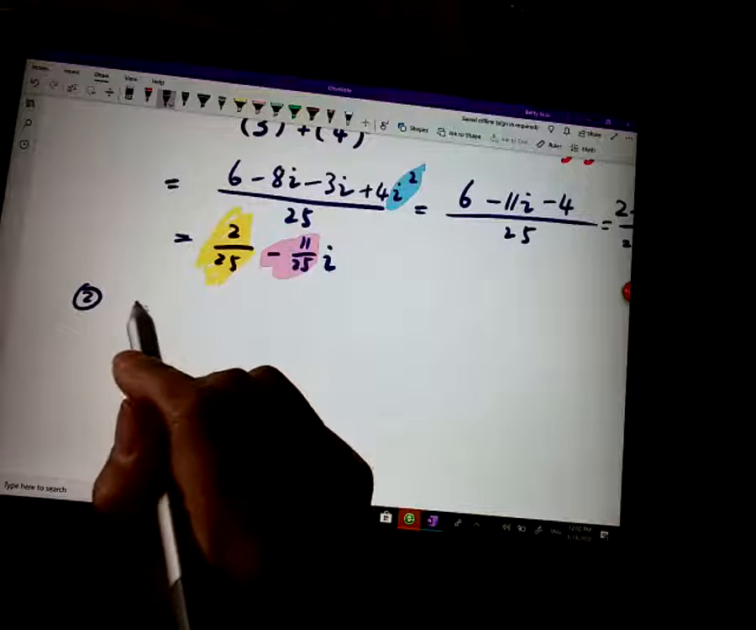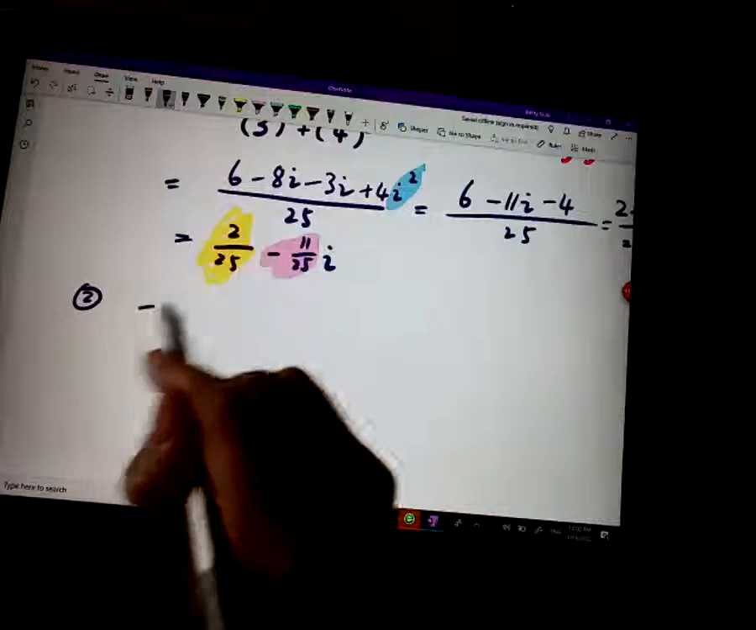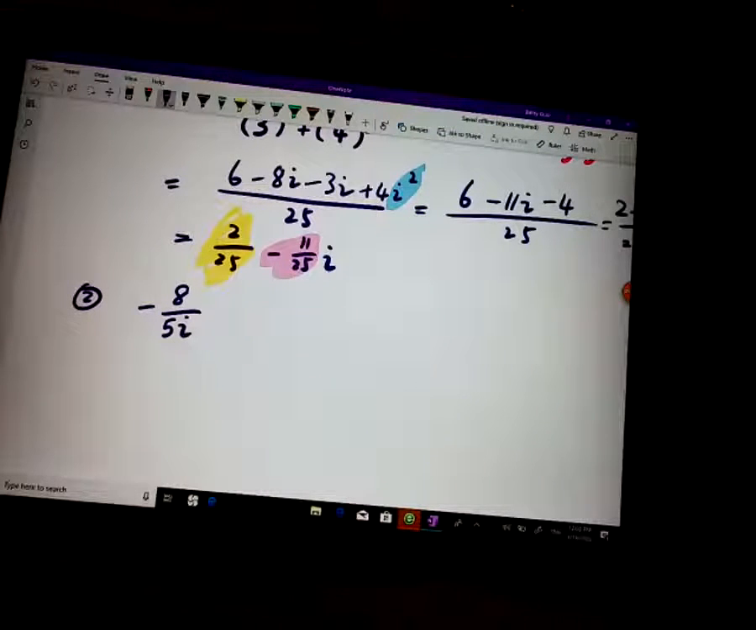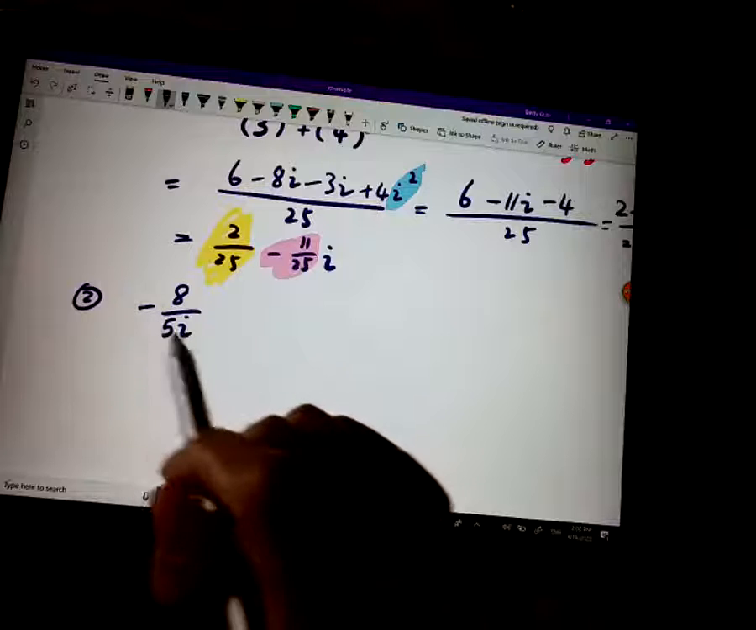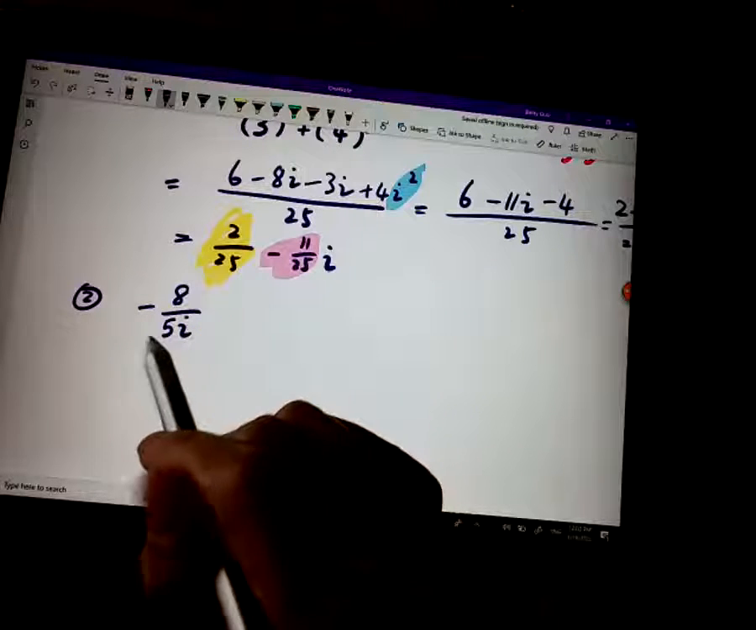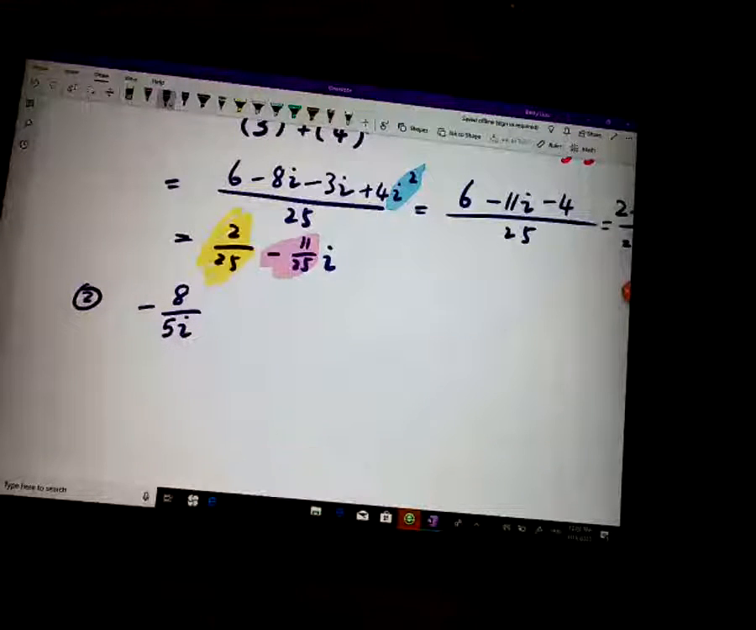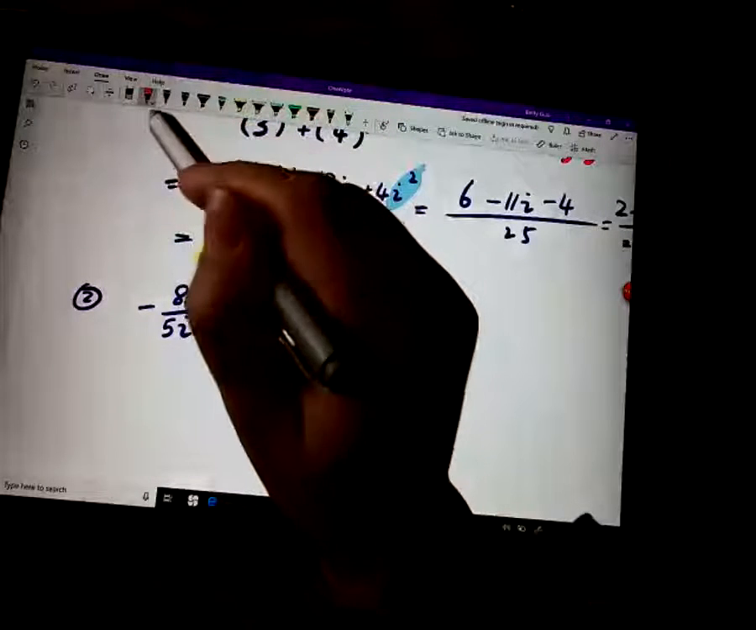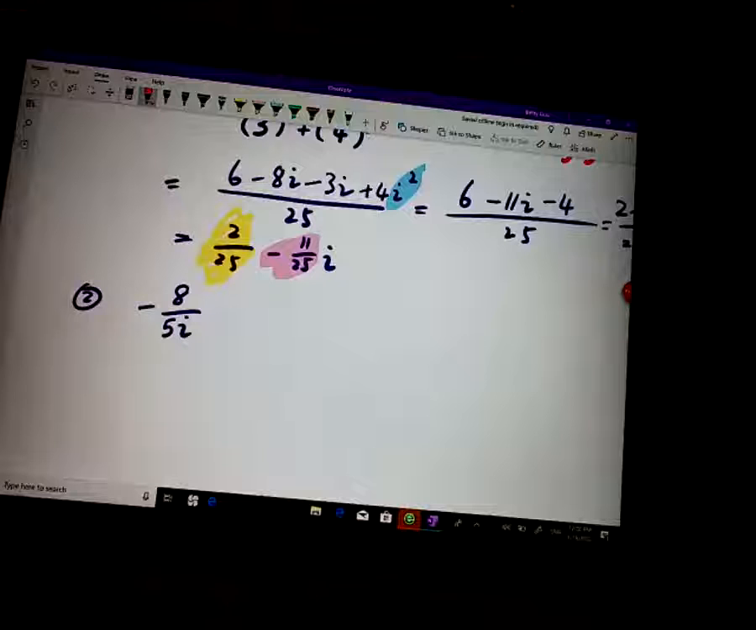One more is one example in my note. Negative 8 over 5i. Okay, you can see that as negative 8 on the top, 5i on the bottom. Anyway, we have i in the denominator. Remember I mentioned earlier, if we have i in the denominator, then the expression is not seen as simplified. We have to simplify it. Let's apply the 2 steps.